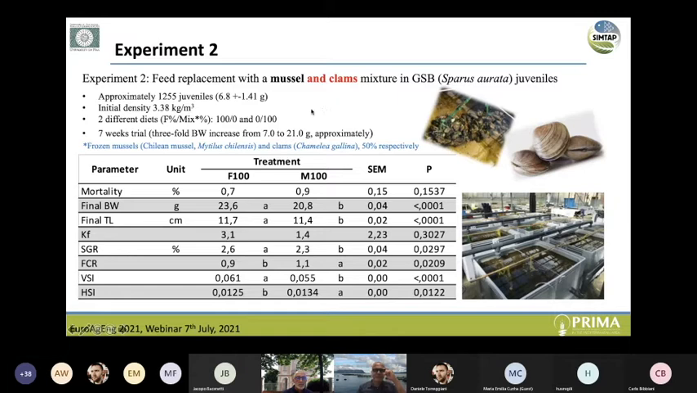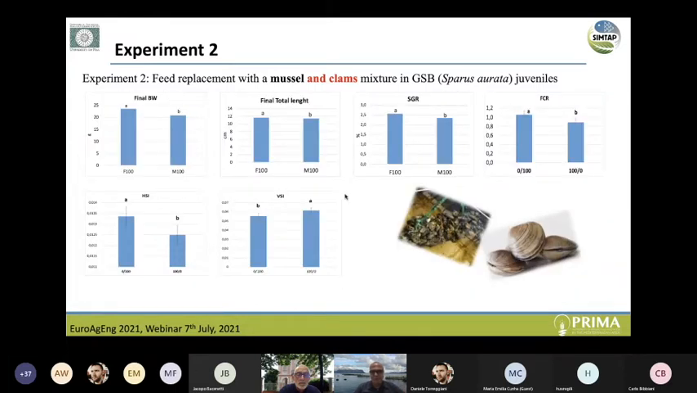In this case, we just made two groups with replicates. So each group was replicated 3 times. The initial body weight again of the sea bream was 6.8 grams, and the trial lasted 7 weeks. Again, in this table we have the overview of the results of the data, but probably using the graph you can get a good idea.